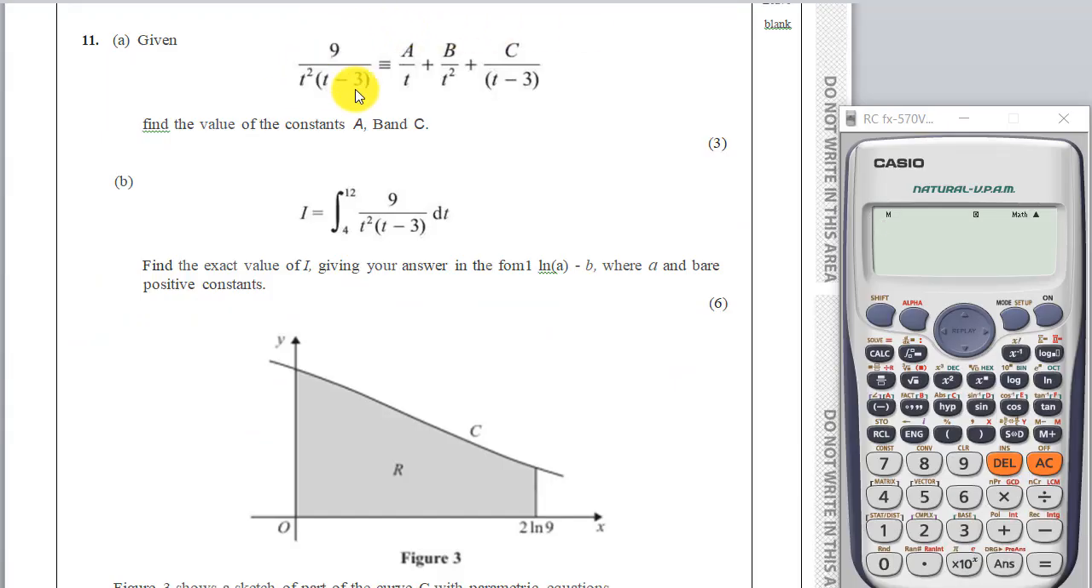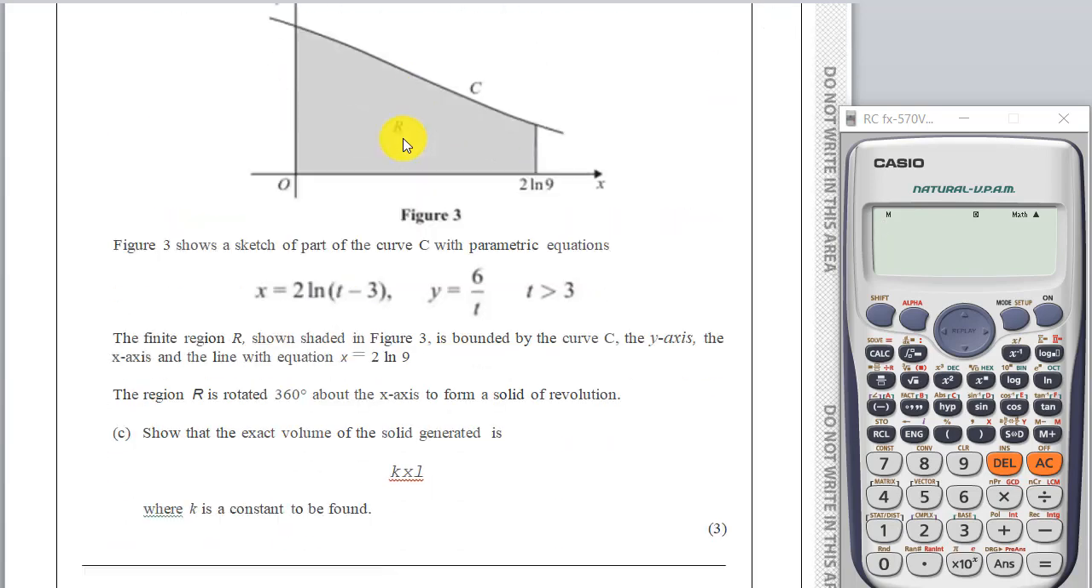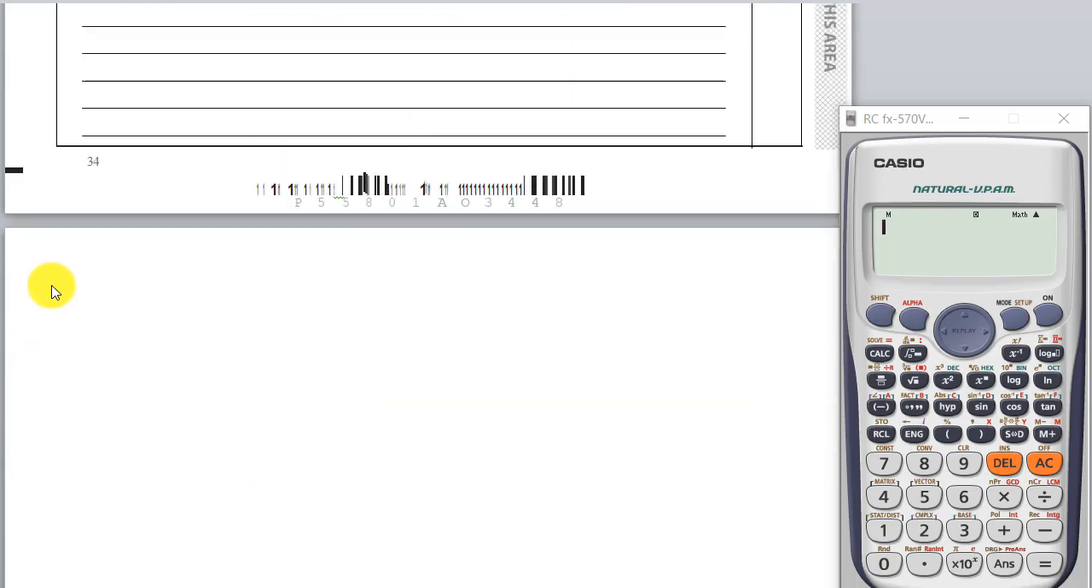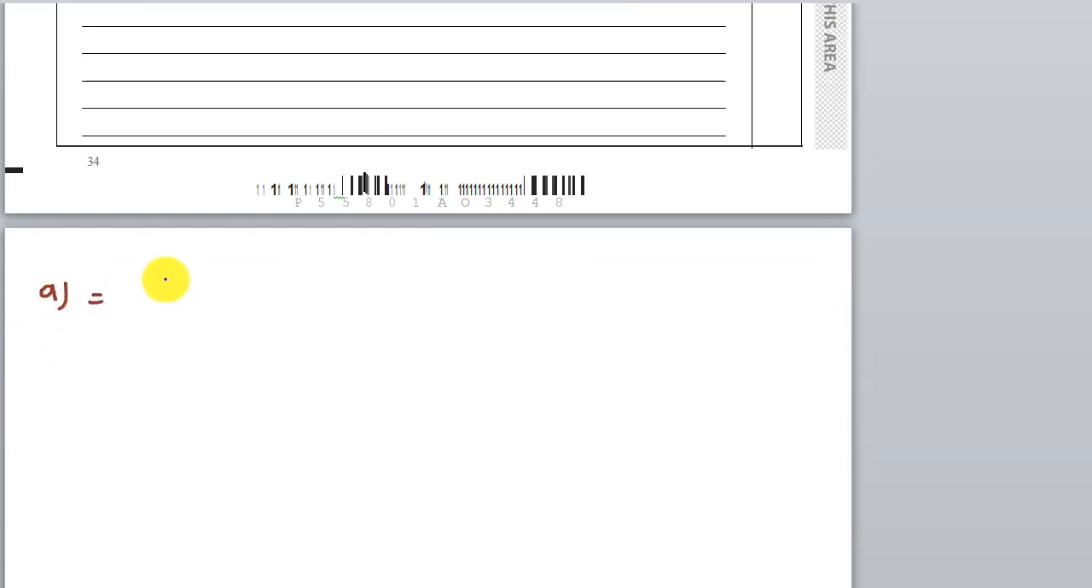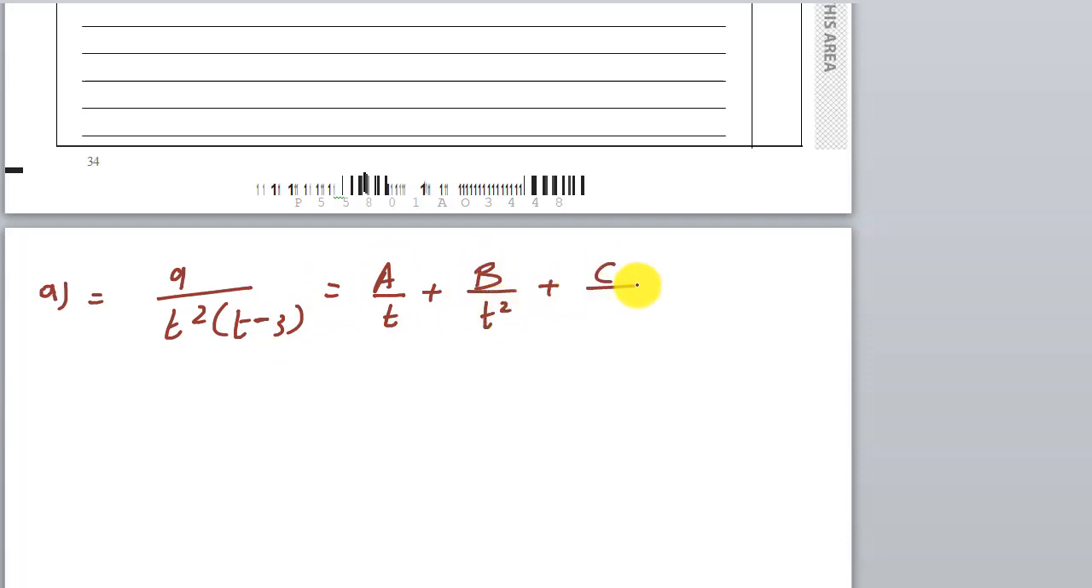Given 9 divided by t squared multiplied by (t - 3) is equivalent to a divided by t plus b divided by t squared plus c divided by (t - 3), find the values of the constants a, b, and c. Let us start to solve this part. So this is part A. This is the situation: 9 divided by t squared (t - 3) equal to a divided by t plus b divided by t squared plus c divided by (t - 3).